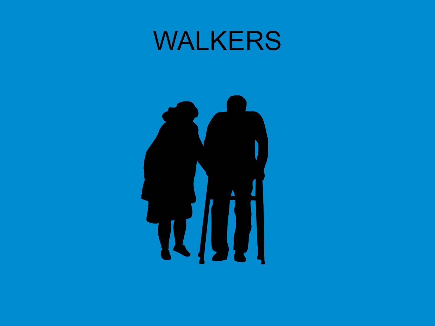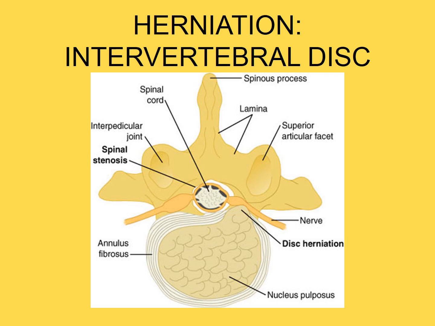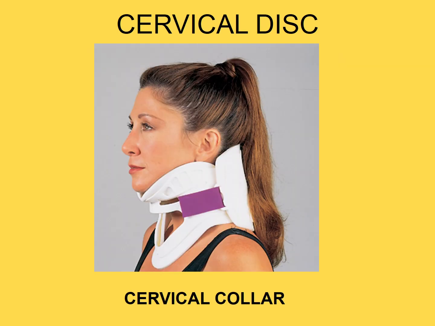Next slide. Herniated disc. So here what you have is the nucleus of the disc protrudes into the annulus, causing a nerve compression. And there are different types of this herniated disc: cervical or lumbar, right? Cervical or lumbar. Next slide.